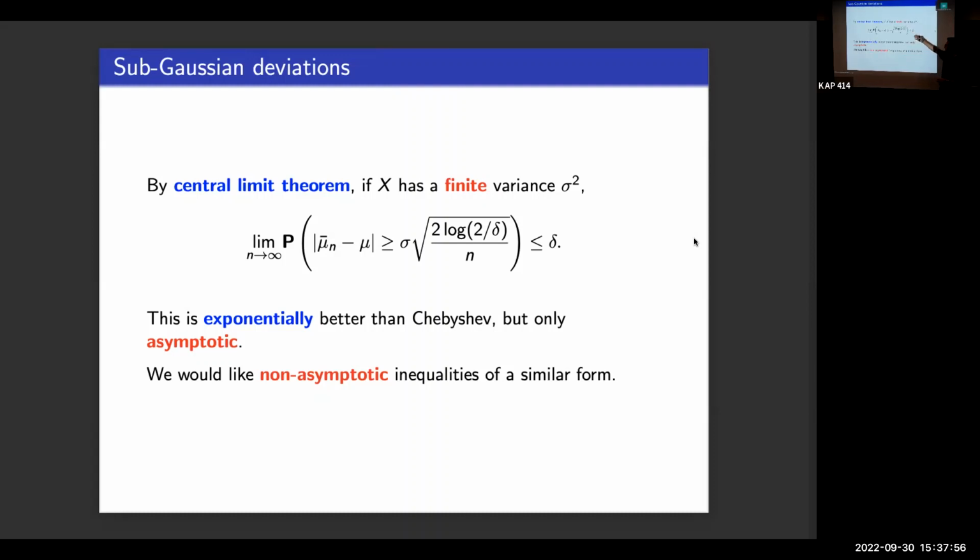Can we fix n and come up with an estimator that is certainly not the empirical mean, that under just two moments can achieve this, can have a similar guarantee?